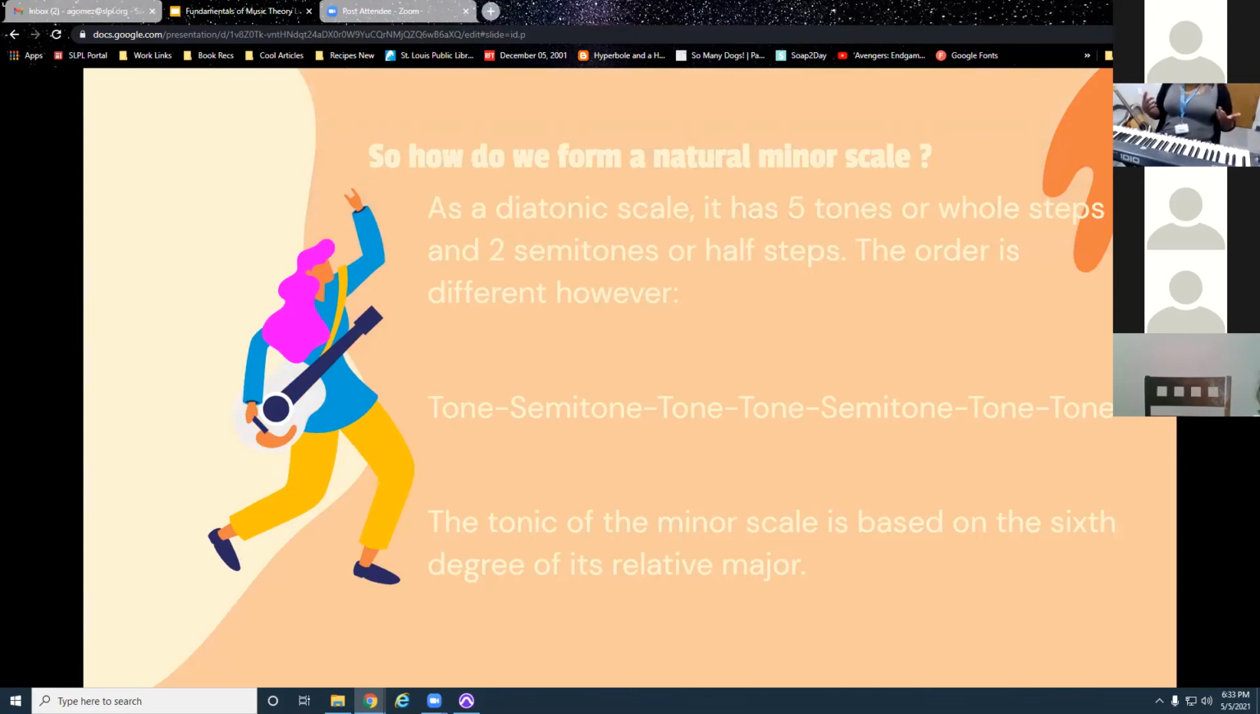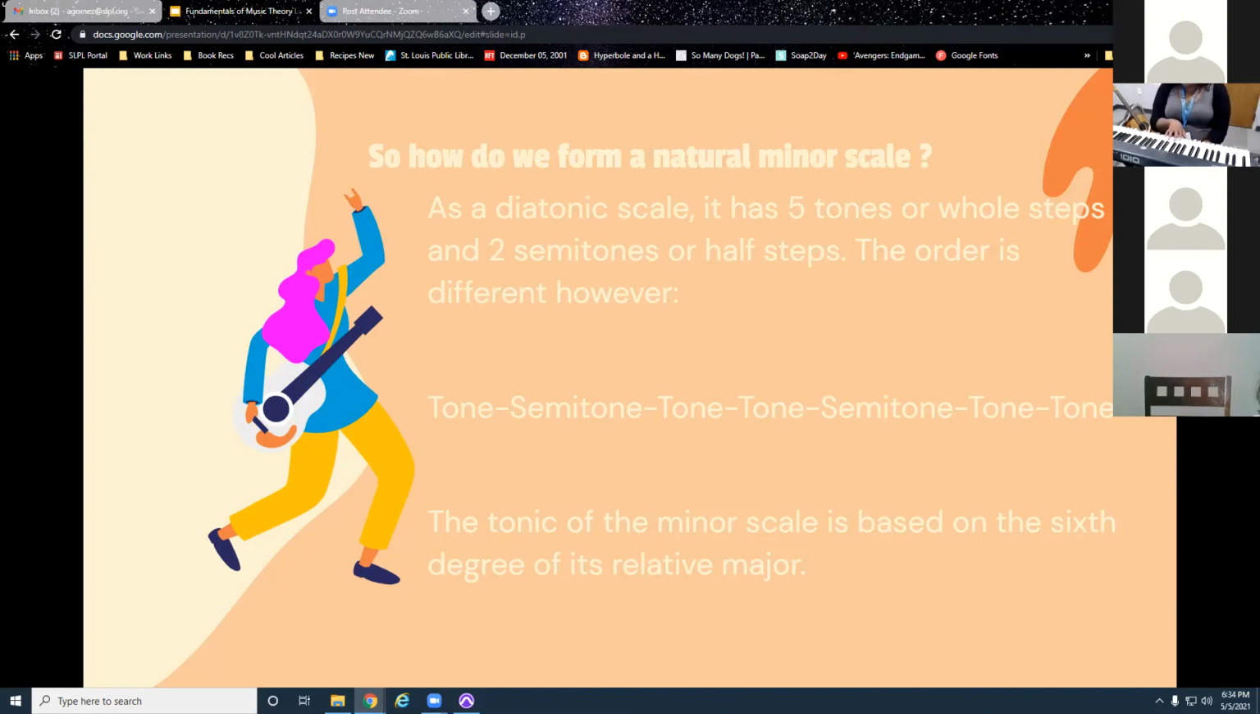So how do we form the minor scale? The minor scale is going to be tone, semitone, tone, tone, semitone, tone, tone. Remembering that because it's a diatonic scale, just like the major scale, it's going to have 5 tones and 2 semitones. The order is just different than it is in the major scale.